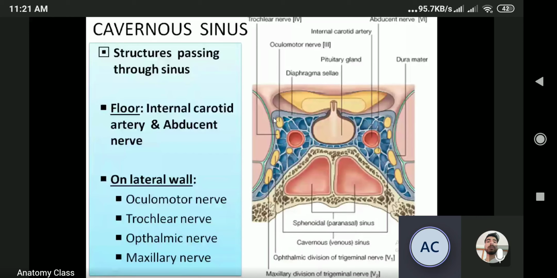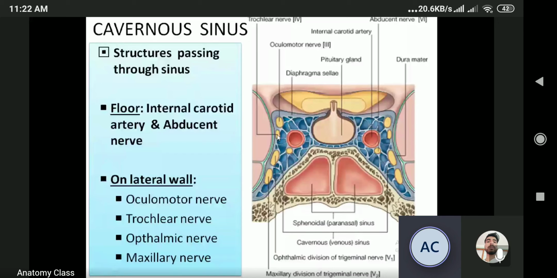and on the lateral wall, it is pierced or it is traversed through by 4 different nerves. Okay, third cranial nerve, oculomotor nerve, fourth cranial nerve, that is trochlear nerve, and then the 2 division of fifth cranial nerve, that is ophthalmic division of fifth cranial nerve and maxillary division of fifth cranial nerve. So these are the 4 nerves which passes through the lateral wall of the cavernous sinus. Okay, third, fourth, and fifth, 2 division of fifth. Remember, oculomotor, trochlear, ophthalmic, and maxillary division of the trigeminal nerve.